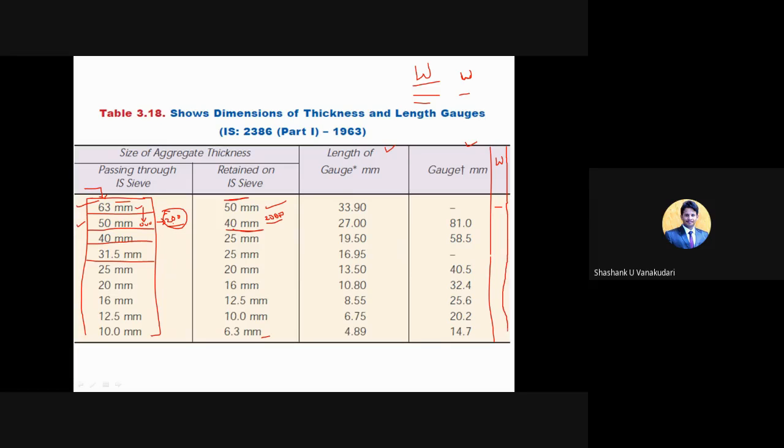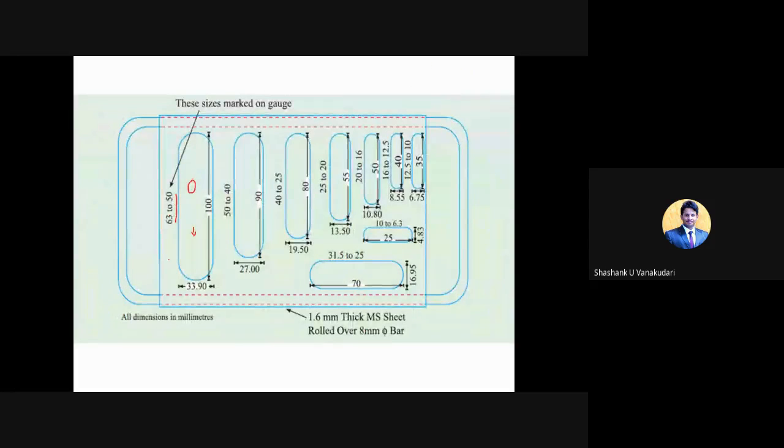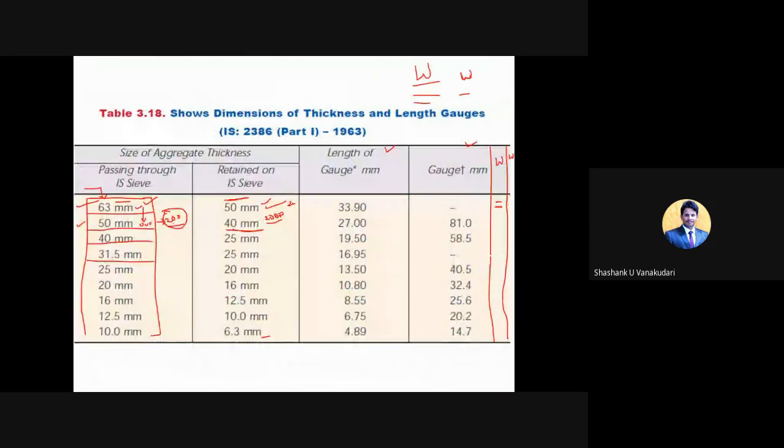Okay, here I'm going to make one more column, that is small w. This is capital W and this is small w. So here in capital W, you write the weight of the aggregates which are passing from 63 and retained in 50, that is of 200 particles. That 200 particles weight you are noting down here. Now these 200 particles we are passing in this respective hole, named 63 mm passing and 50 mm retained. Some aggregates will get passed, some will get retained. That passing material's weight you are going to write in front of this. Like that, 50 mm passing, 40 mm retained. This 200 particles weight, you mention here.